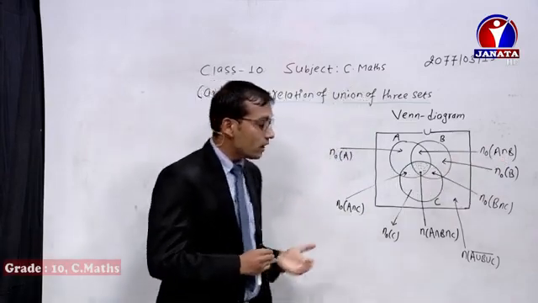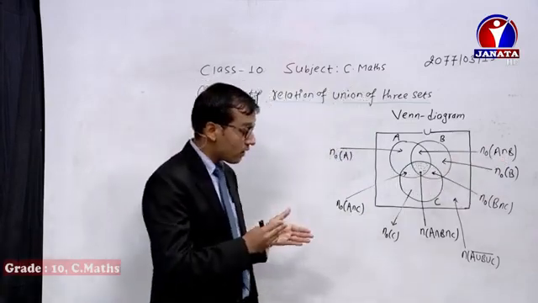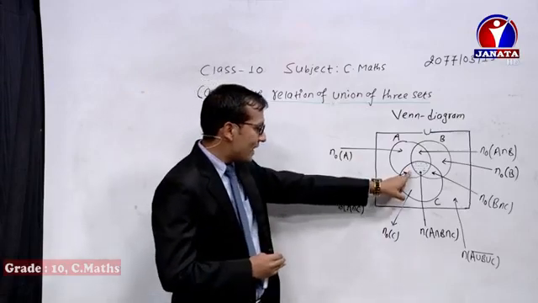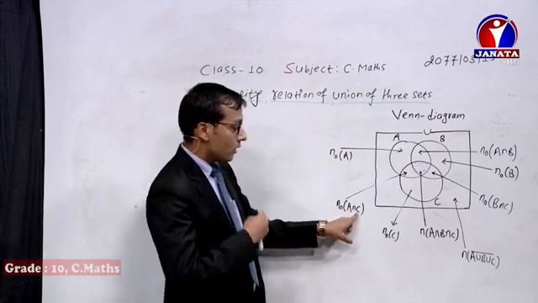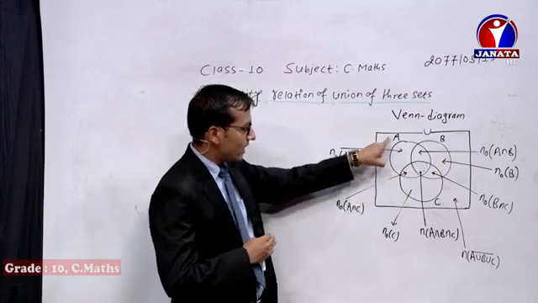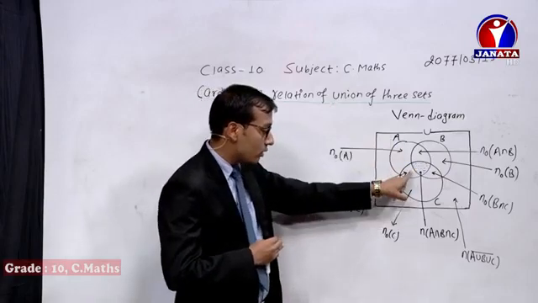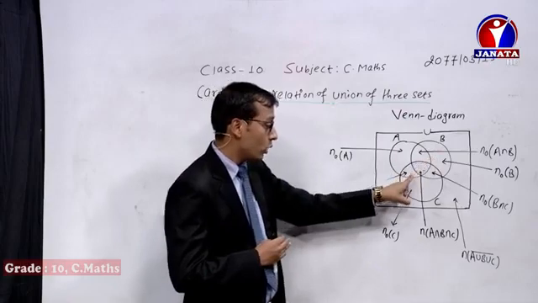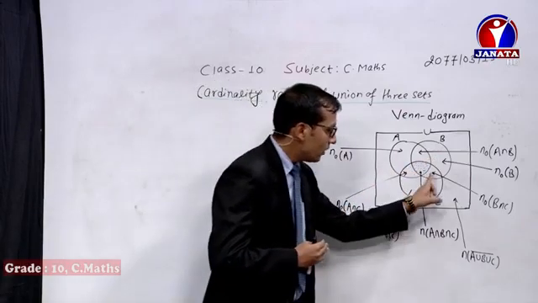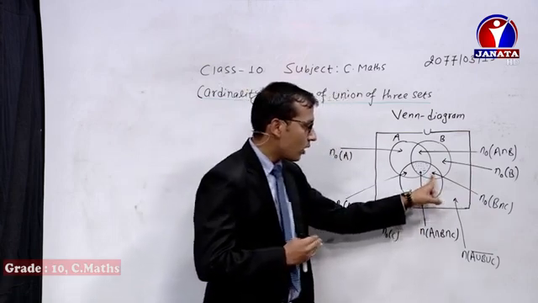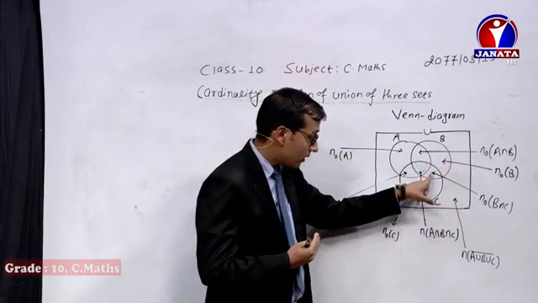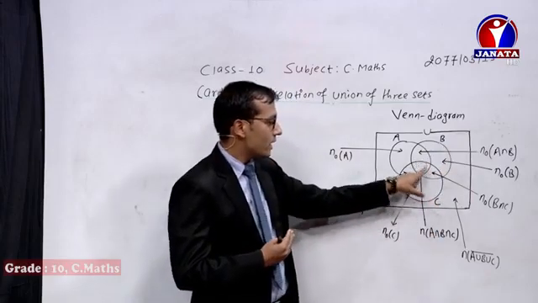Similarly, we can see on the diagram there are different set notations which I have mentioned. This one is n only A intersection C, because this region is the common region of only sets A and C, but it is not in set B. So we have to write n only A intersection C. Similarly, this region is the common region of sets B and C only, but this region does not belong to set A.